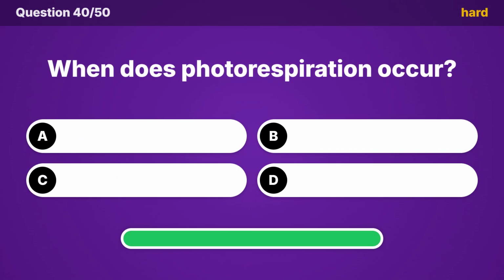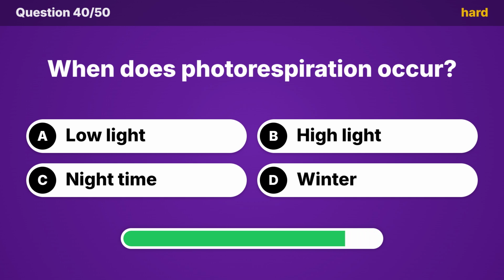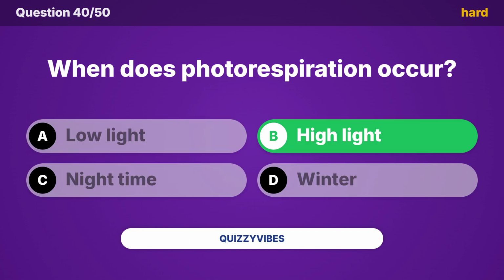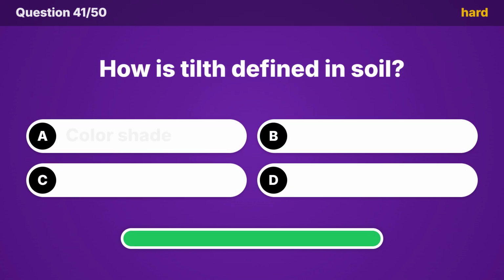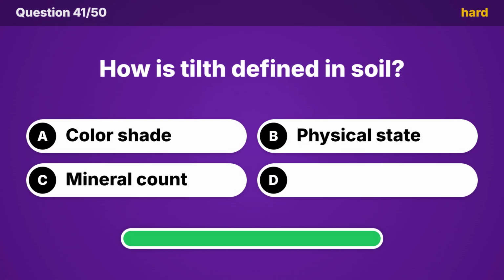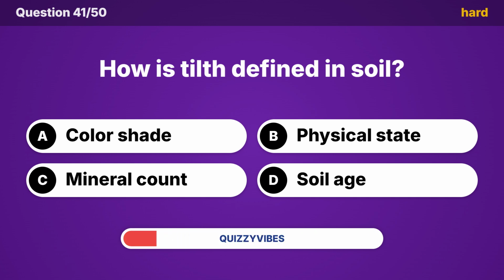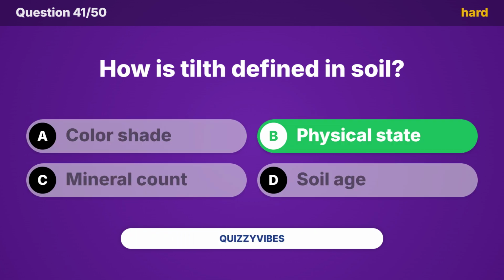When does photorespiration occur? The answer is high light. How is tilth defined in soil? The answer is physical state.